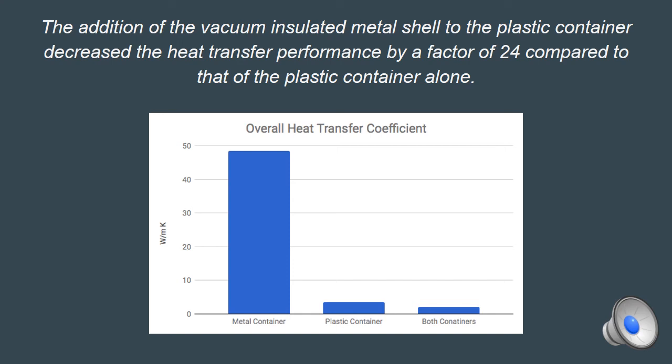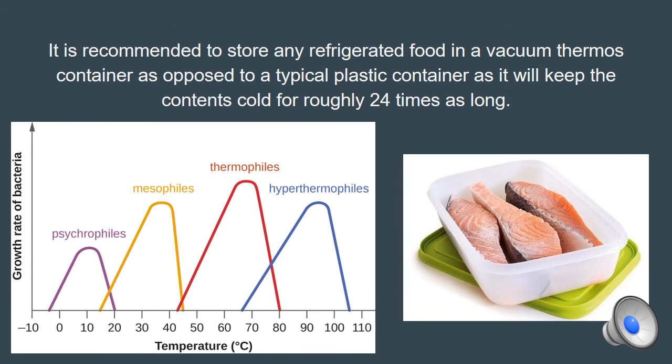This indicates that overall performance of the thermos container was 14 times that of the plastic container. Combining the containers gives a performance 24 times greater than that of the plastic container alone, and the performance of the combined containers was only 1.7 times more effective than that of the metal container alone. It is recommended to store any refrigerated food in a vacuum thermos container as opposed to a typical plastic container, as it will keep the contents cold for roughly 24 times as long.